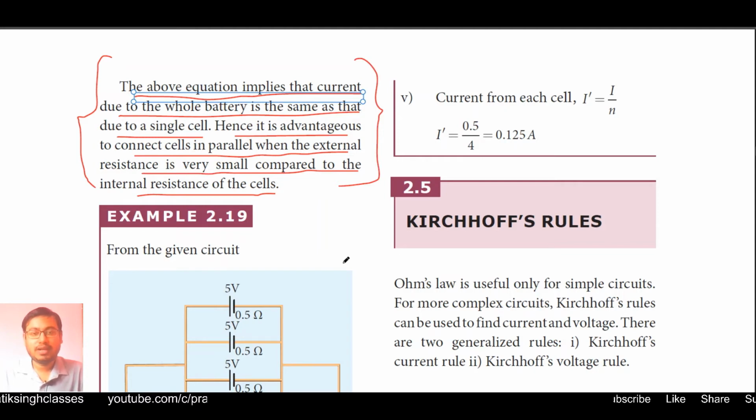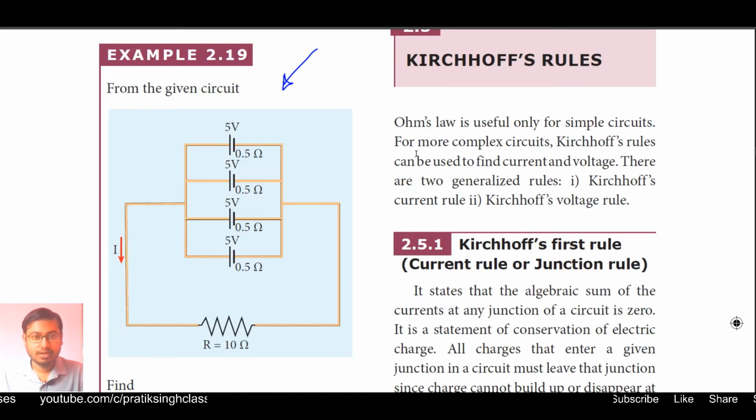I hope you have understood how to calculate different terms when the cells are connected in series and in parallel. Now coming to example 2.19, let us learn a numerical sum and try to find out how to calculate the things. Let us see what is given here. First, let us see what the circuit or combination of the circuit is.